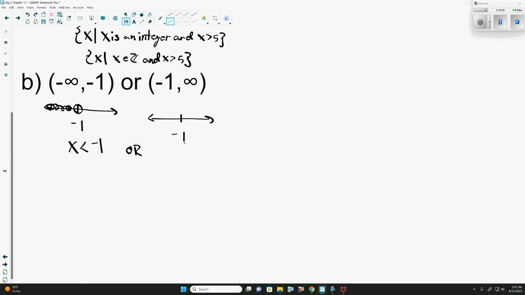So for the other one, if we graphed it first, we'd have an open circle. Open circle at negative 1, and we would shade to the right, which would be x is greater than negative 1.